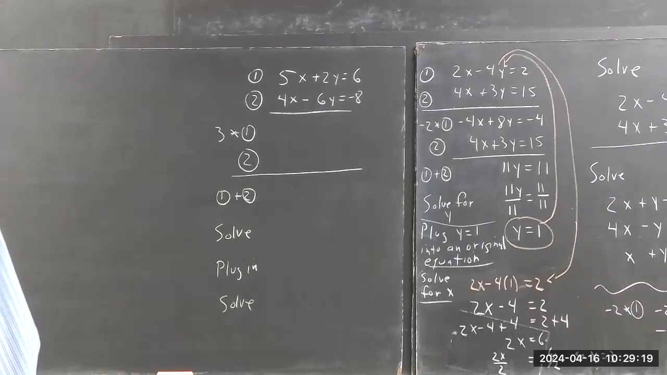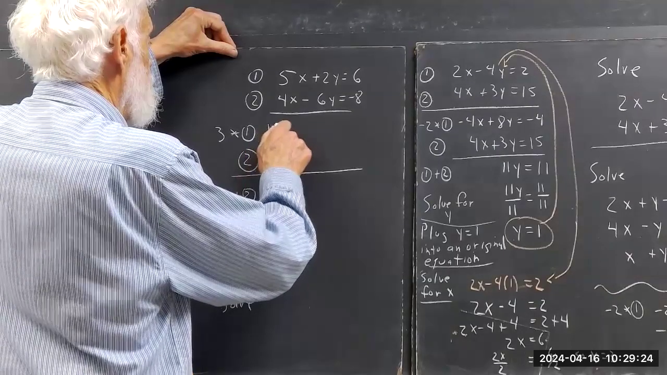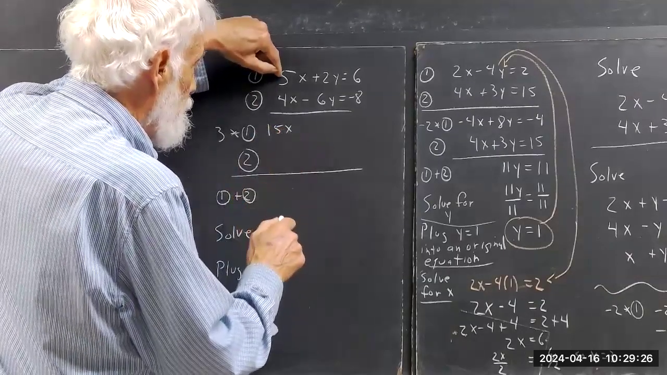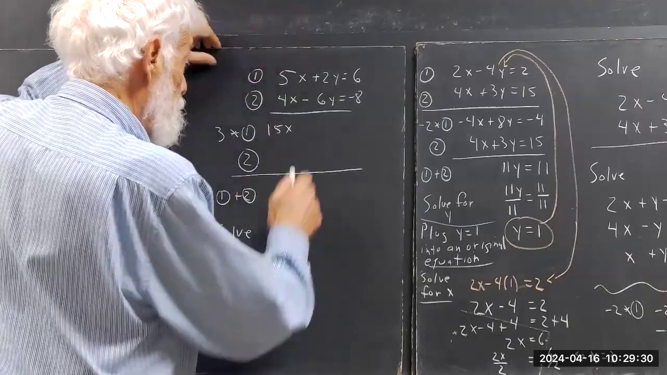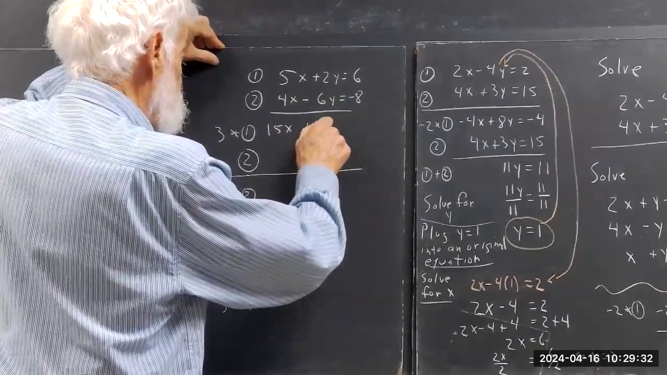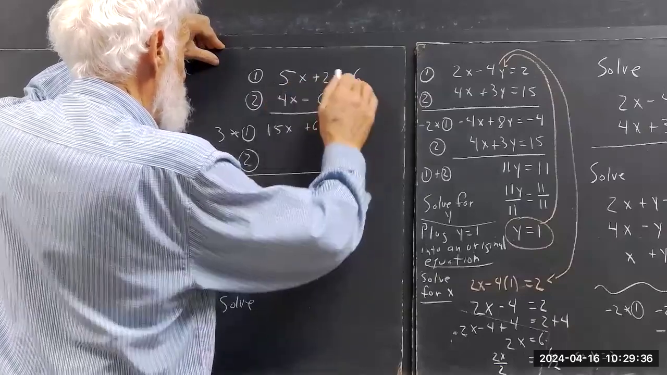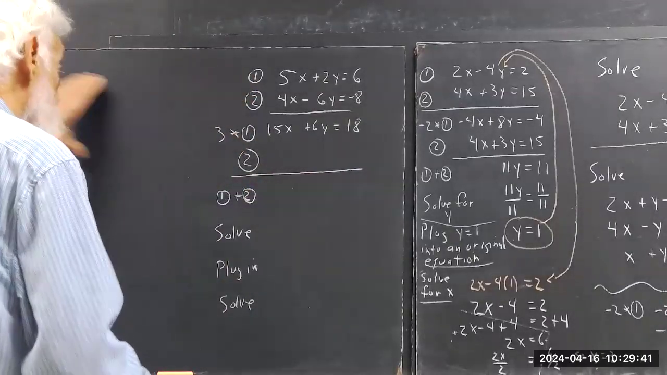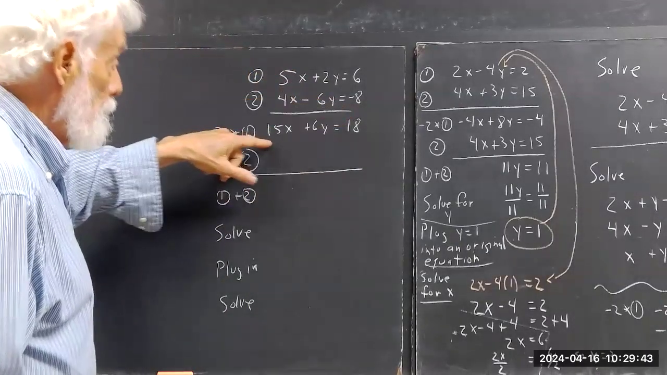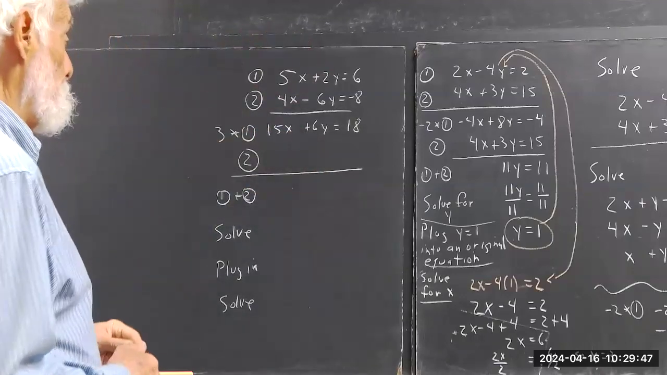Okay, we're doing a little better here. When you do 3 times equation one, you're going to get 15x because 3 times 5 is 15. We're going to multiply the 3 by the 2y, giving you 6y. And 3 times 6 is 18. If you need to do that arithmetic, do it over here. Don't do it in here. Write out just the result of what you get when you do 3 times equation one.